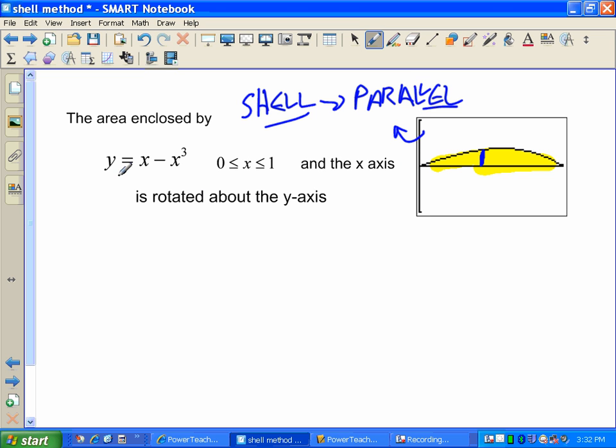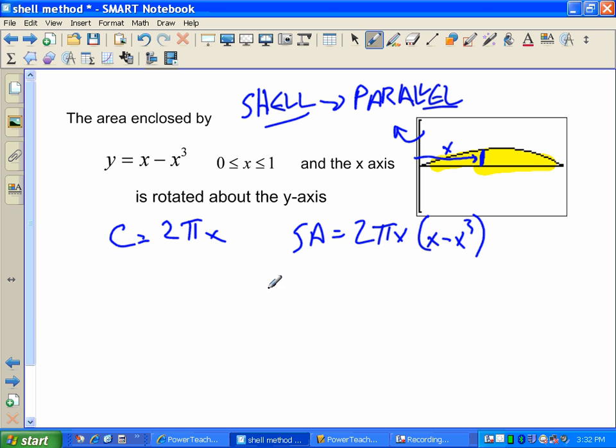Shell parallel. So, circumference: 2 pi times x. Right? How far is it from my axis of rotation to the slice? It's x. Surface area: 2 pi x times my function. Volume: multiplied by delta x. I'm just going to go right to the general volume statement.